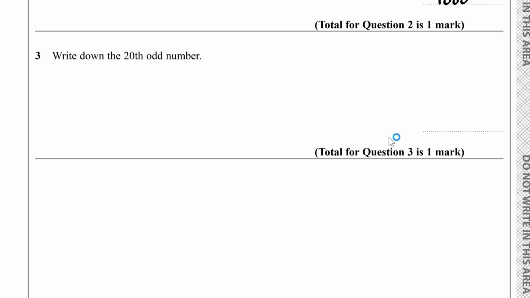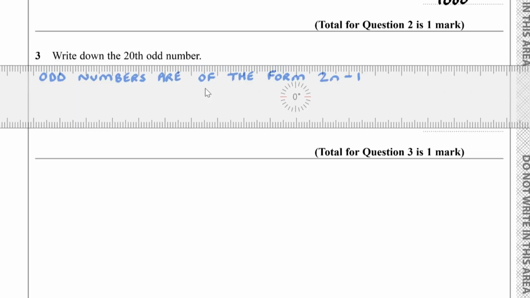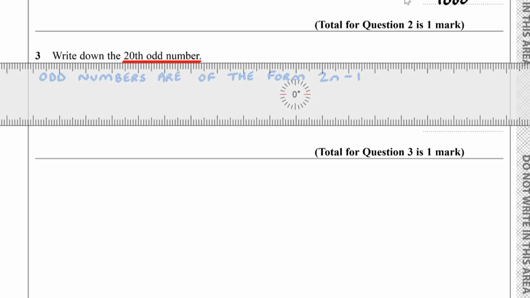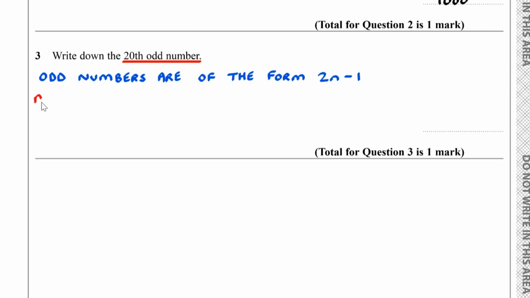Question number 3, we have to write down the 20th odd number. First of all, odd numbers are of the form 2n minus 1. Now we want the 20th odd number, so we need to see what happens when n is equal to 20. We would have 2 multiplied by 20, subtract 1, which is 39. 39 is the 20th odd number.